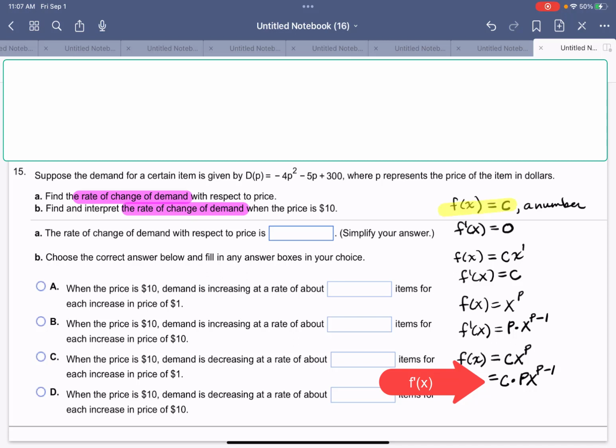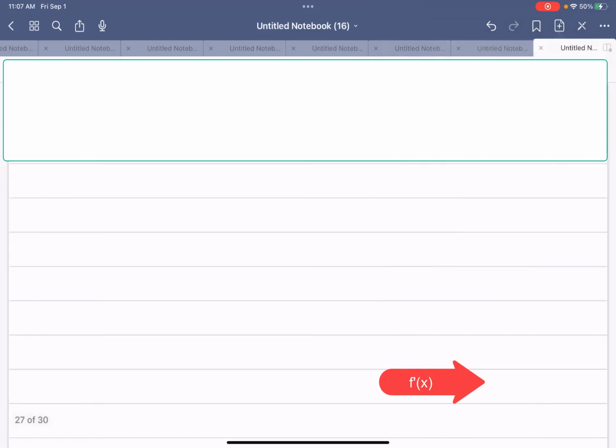That if it's a constant, the derivative is 0. If it's a constant times x to the first, the coefficient or the constant is the derivative. If it's a variable to a power, it's the power times the variable to the power minus 1. And if there happens to be a constant in front of that variable to a power, it's the constant times the exponent times the base x to the power minus 1. So we're going to use this to help us do this one much more quickly.